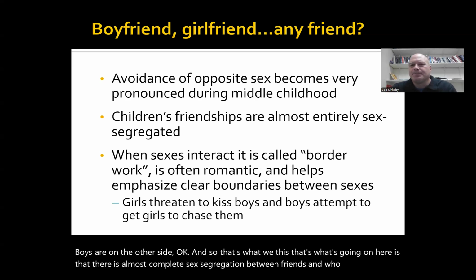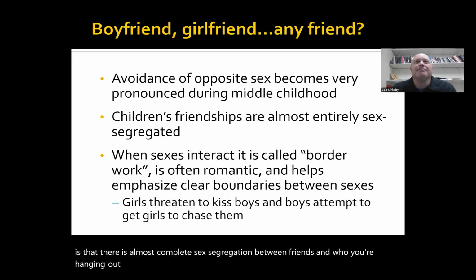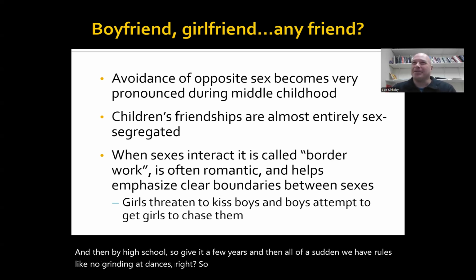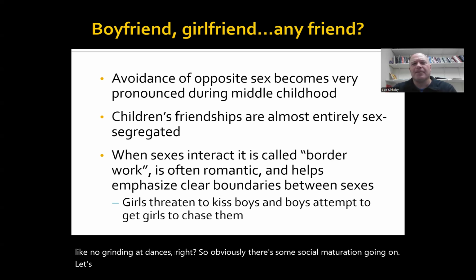Okay, and so that's what's going on here, that there is almost complete sex segregation between friends and who you're hanging out with. And then by high school, so give it a few years, all of a sudden we have rules like no grinding at dances, right? So obviously there's some social maturation going on, let's say. And so with regards to that, they do interact. So there is crossing over between the sexes in this middle childhood period.